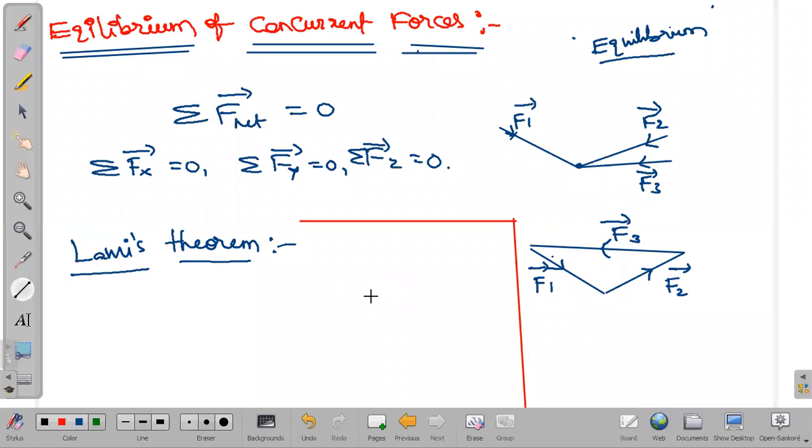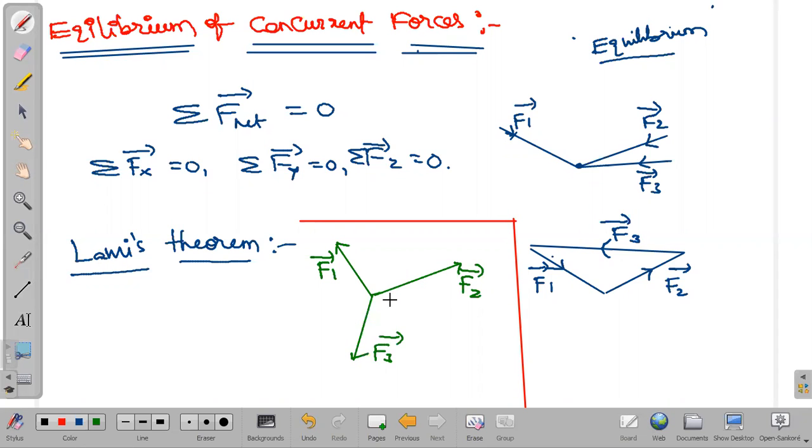So three forces I am considering. This is one force, and this is the other force. Next, the third force is acting over here. Suppose three forces; for these three forces I am trying to apply this concurrent forces concept with the help of Lami's theorem. So three forces are there: this is F1, this is F2, and this is F3.